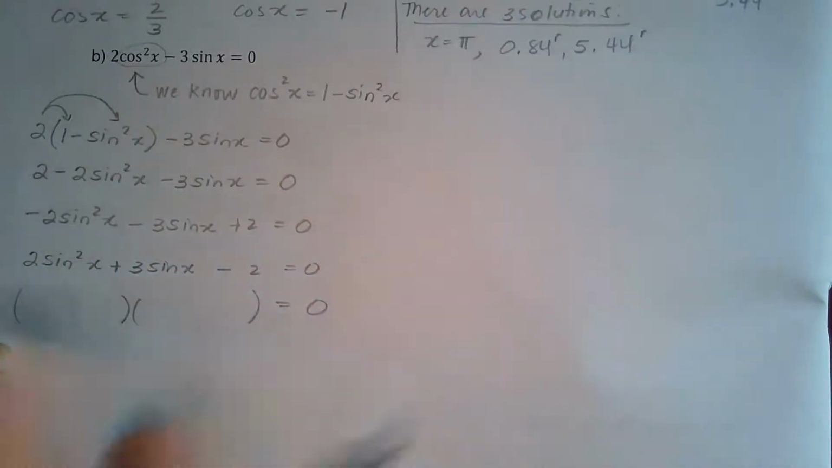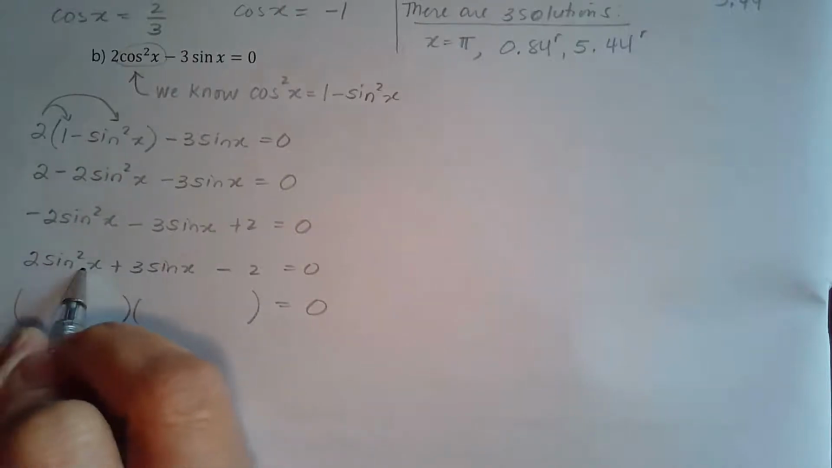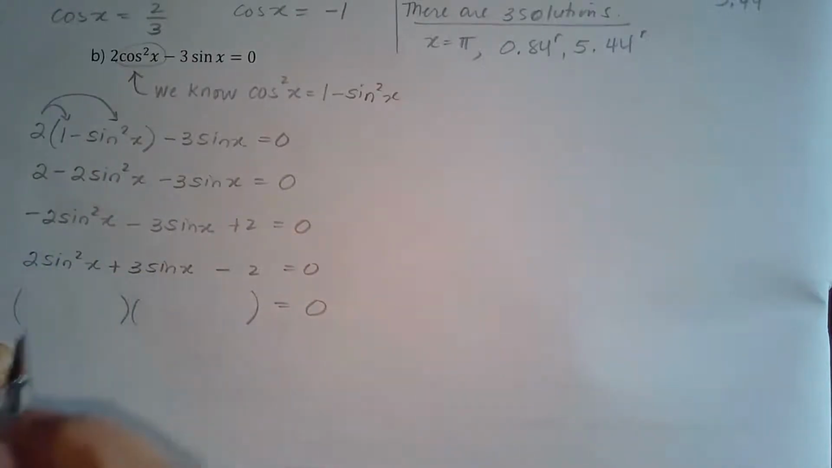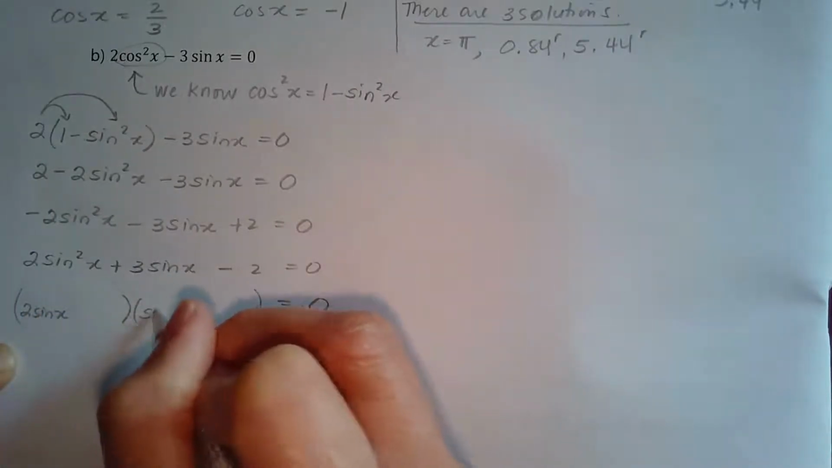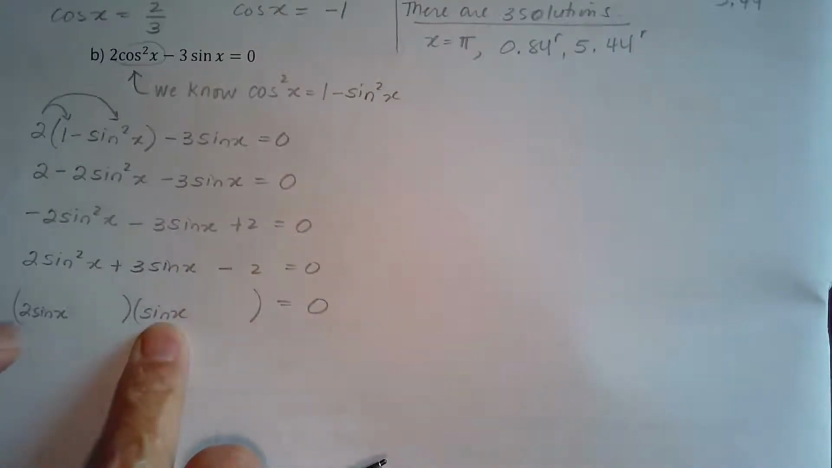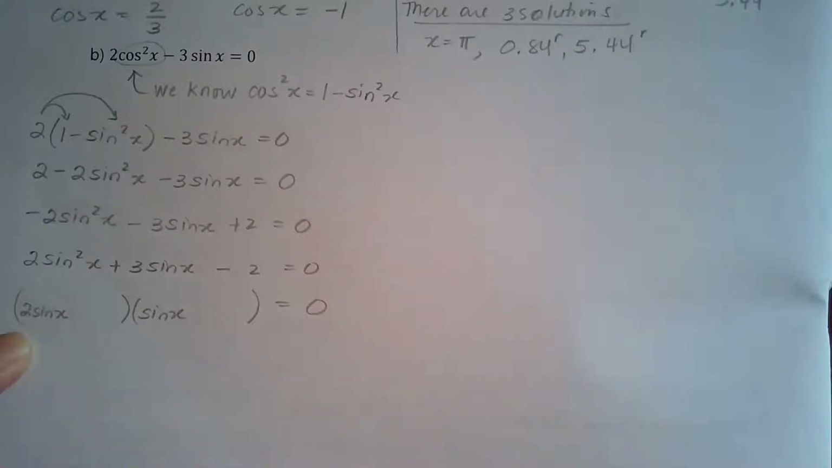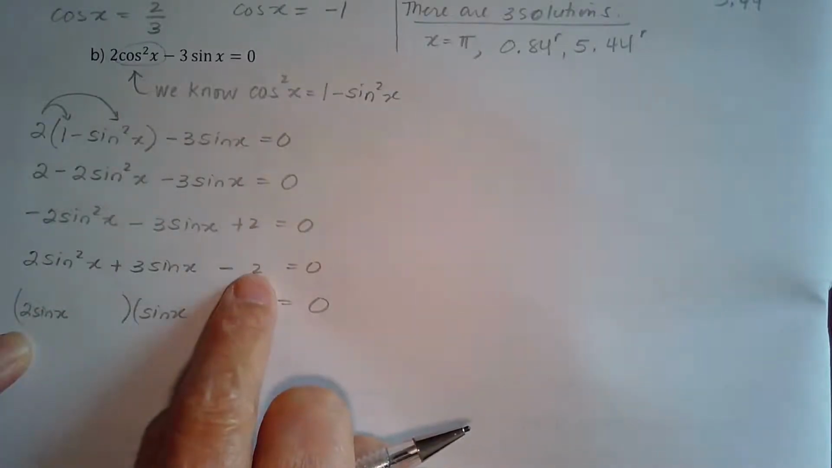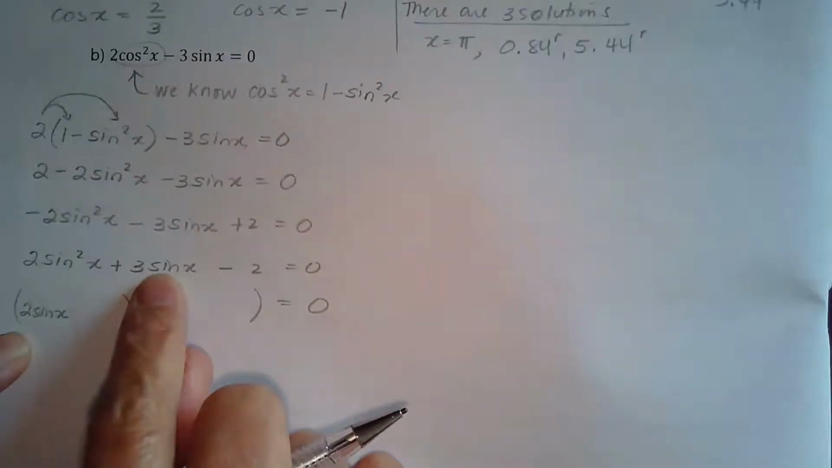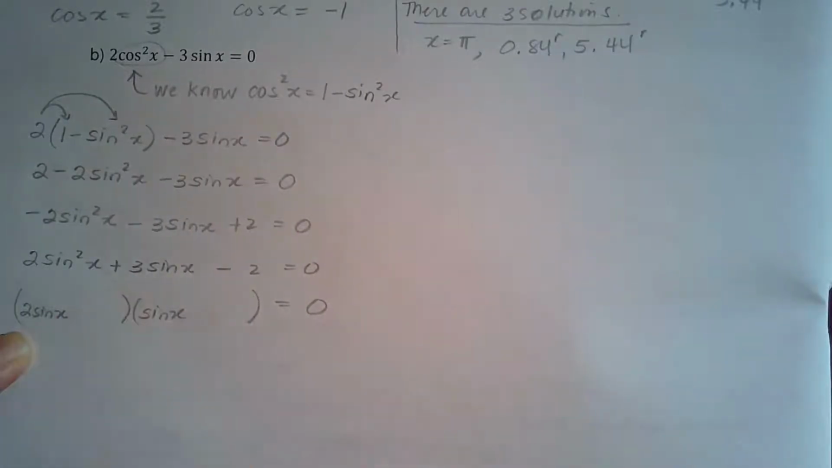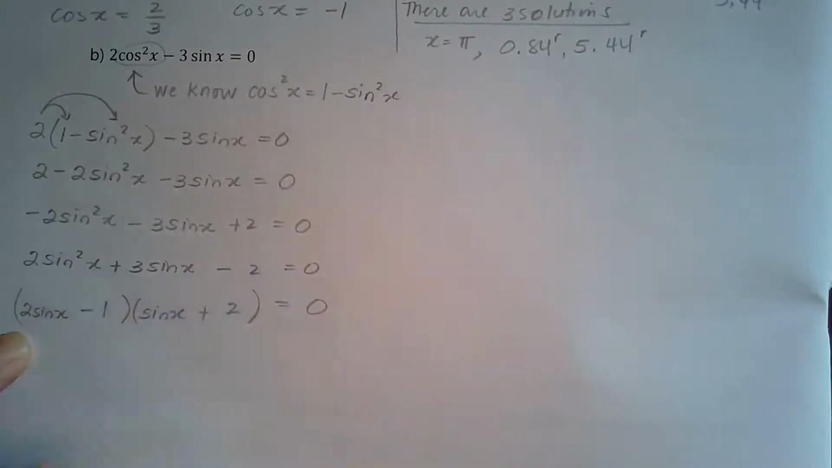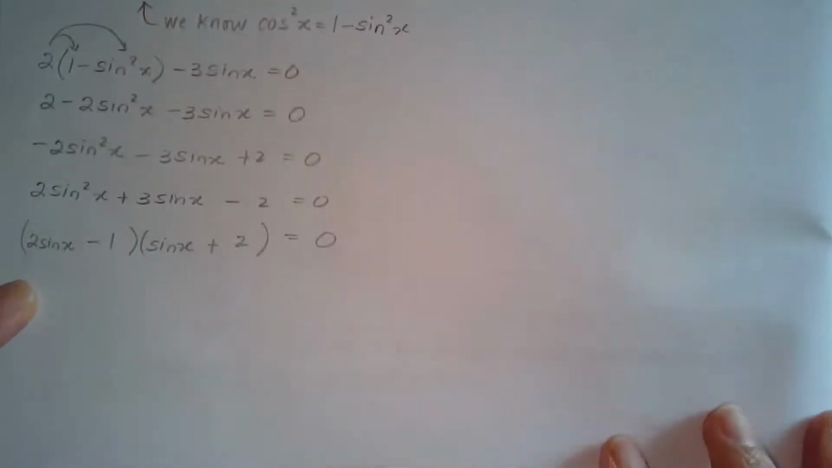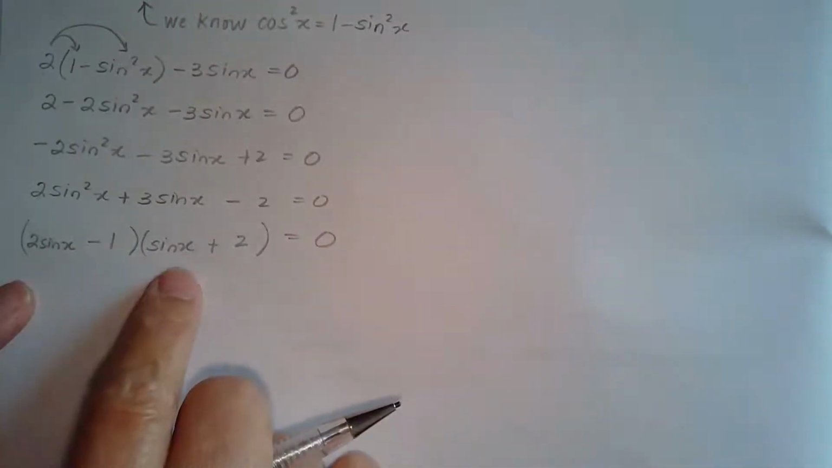So how do you get 2 sine squared of x? To get 2 sine squared of x, I can get 2 sine of x times sine of x, which is going to give us 2 sine squared of x. How are we going to get a -2 that when we expand it will become a +3? So we can go with a +2 here and a -1 there. Okay, so we've factored it out.